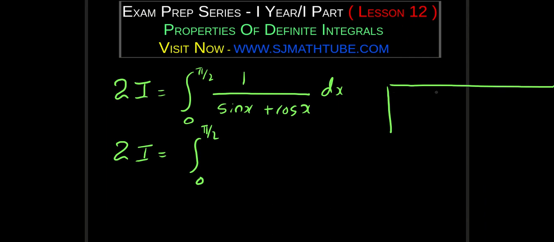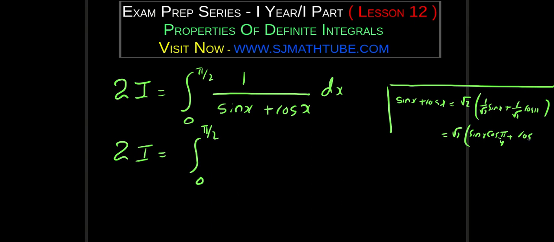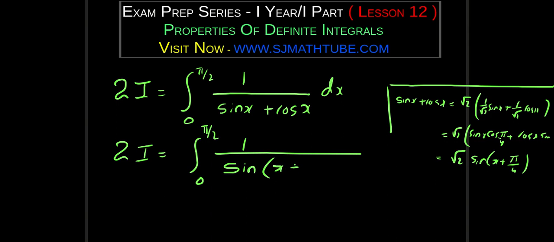You can make a box and write sin x plus cos x is equal to root 2 into 1 by root 2 sin x plus 1 by root 2 cos x, and that will be root 2 into sin x cos 45 degree plus cos x sin 45 degree. I'm not going to write that neatly, I already showed you what's going to happen. So basically you're going to get sin x plus pi by 4. That's it. So I'm going to write this as sin x plus pi by 4.